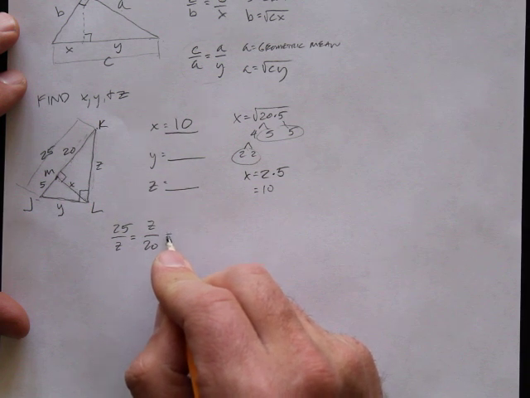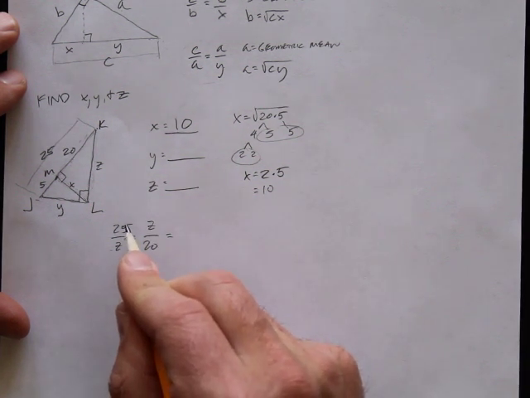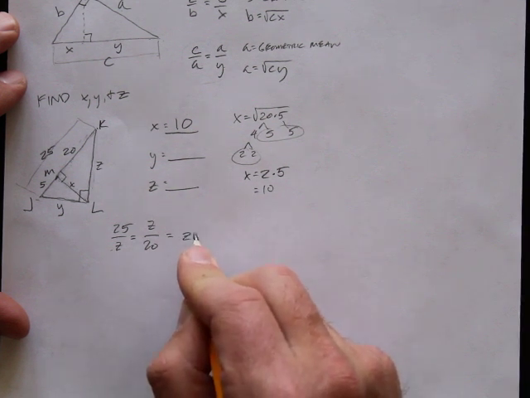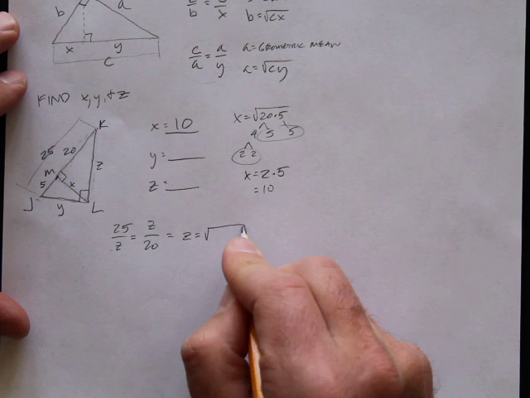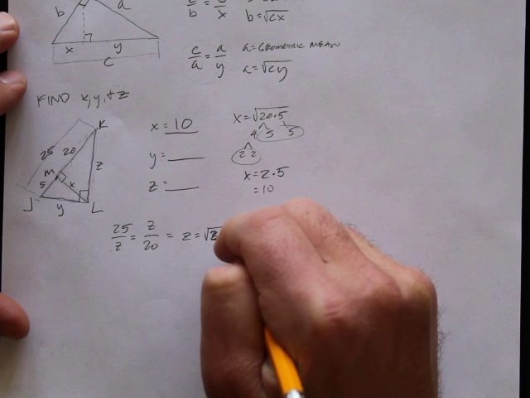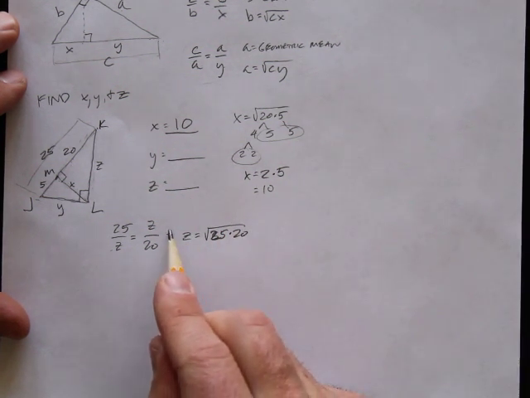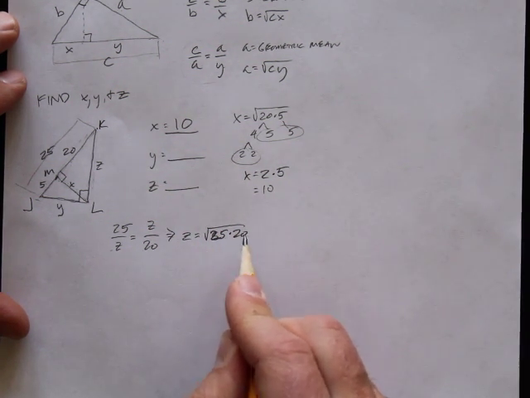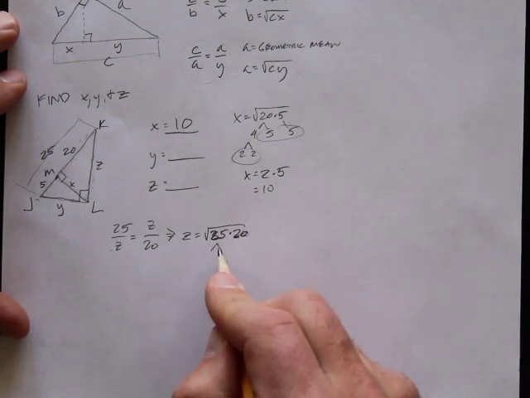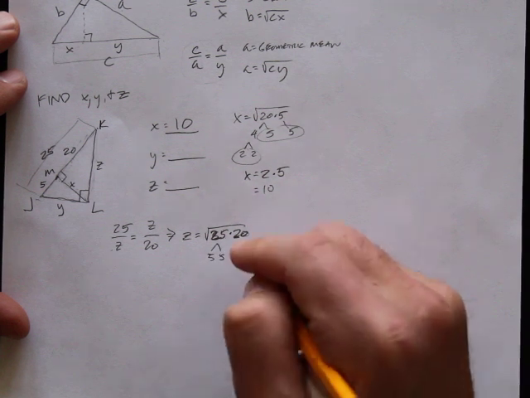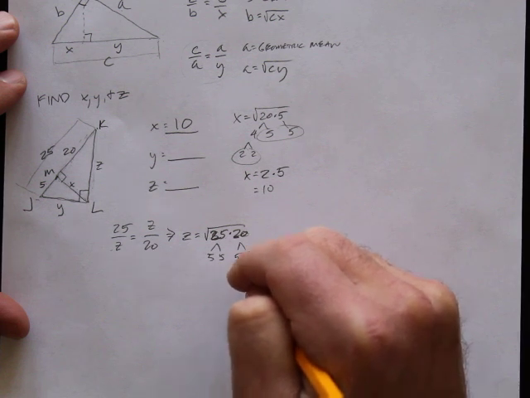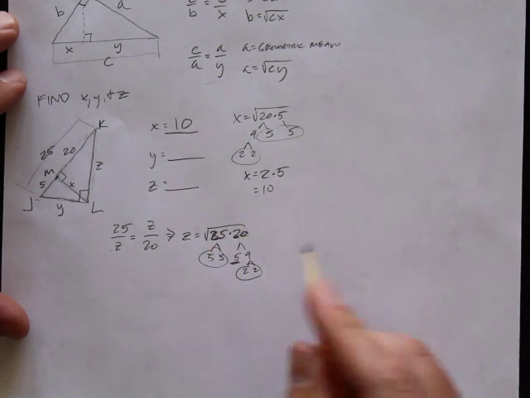All right, so that's going to get me z squared equals 25 times 20, and then I need to take the square root of both sides. So I'm just going to set this up here. Now I can see it. 25 times 20. So z equals the square root of 25 times 20. Now, 25 times 20, that's 5 times 5 times 5 times 4, which is 2 times 2. And then I have this 5 left over here.